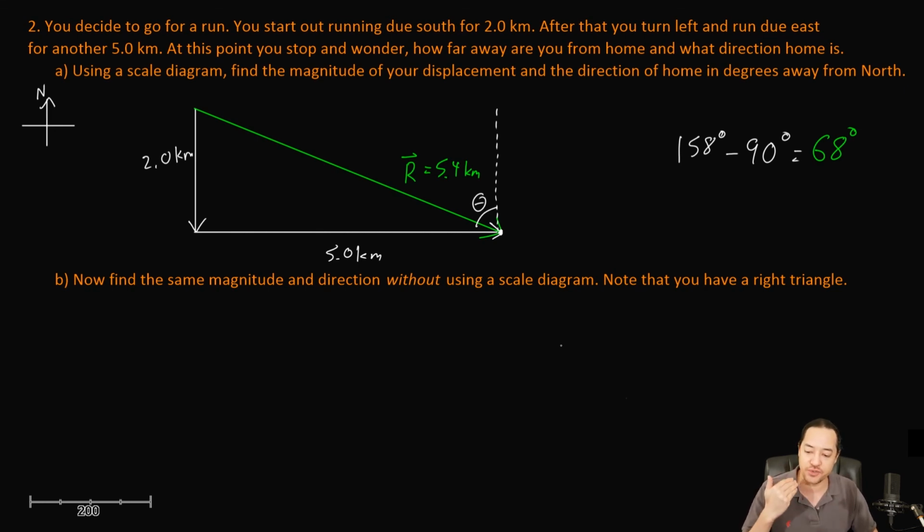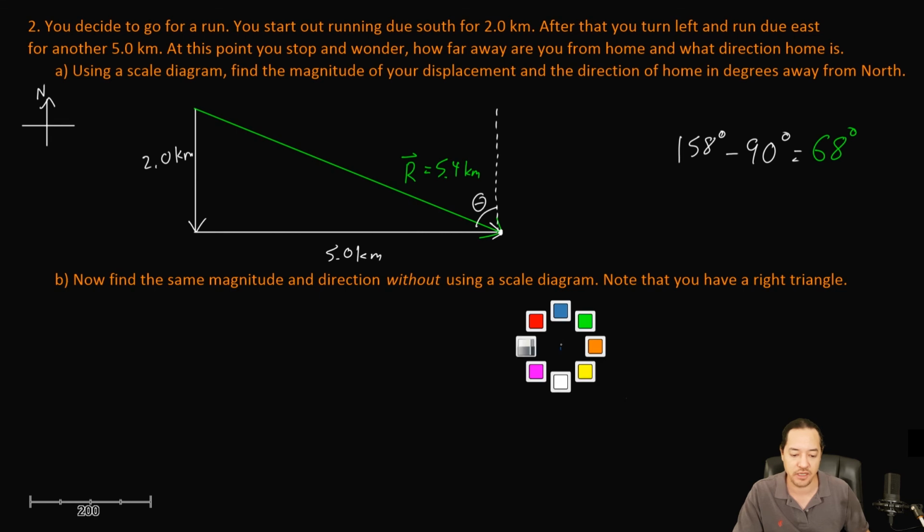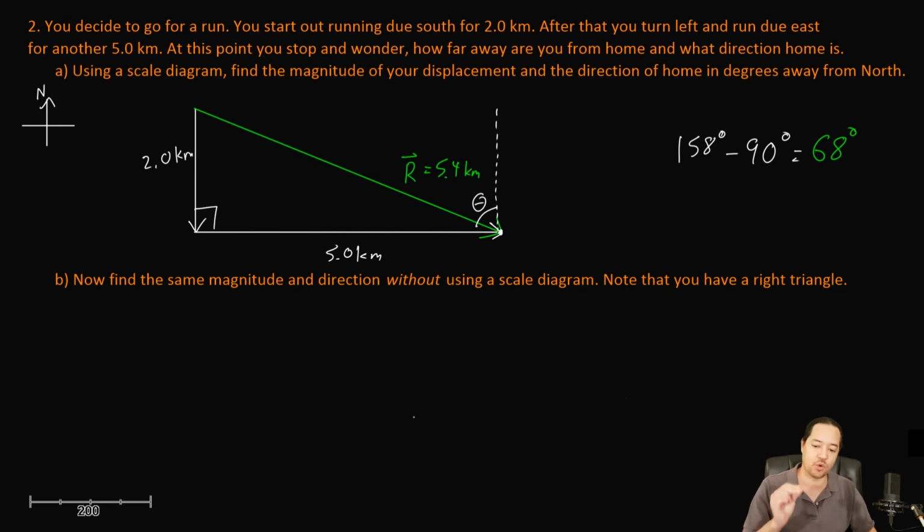Part B asks to now find the same magnitude and direction again without using a scale diagram, and it says, note you have a right triangle. Okay, so essentially what we're going to do is check this magnitude and this angle using a new method without measuring the scale diagram directly. And the key is that this is a right triangle.